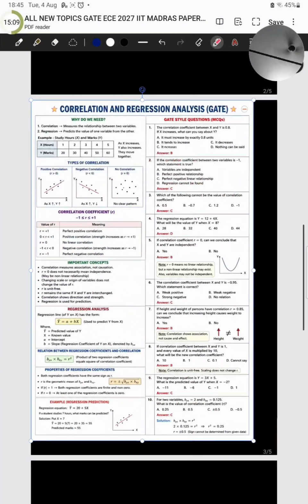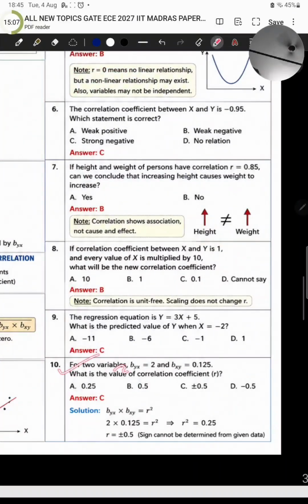Now the last question. For two variables, byx equals 2 and bxy is given. What is the value of the correlation coefficient r? We have already seen the relationship between the regression coefficients and the correlation coefficient. These regression coefficient values are given, so the correlation coefficient r will be plus or minus 0.5. The sign cannot be determined from the given data. So option C is the right answer.